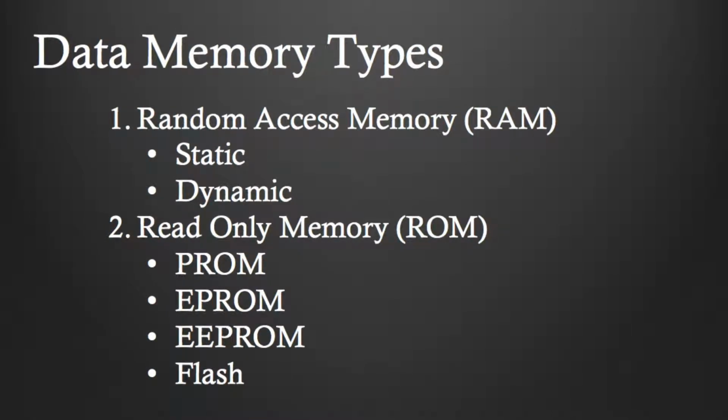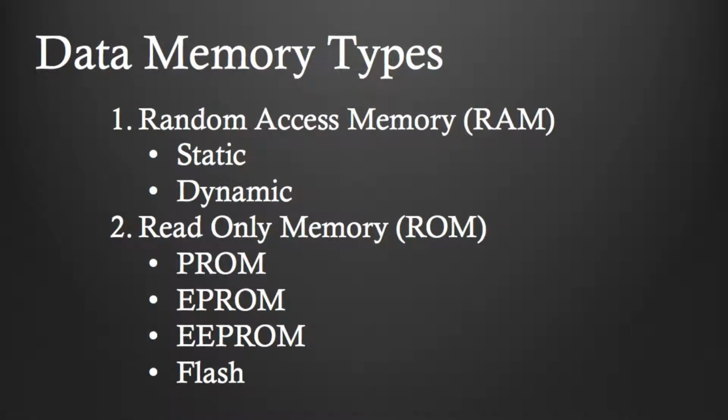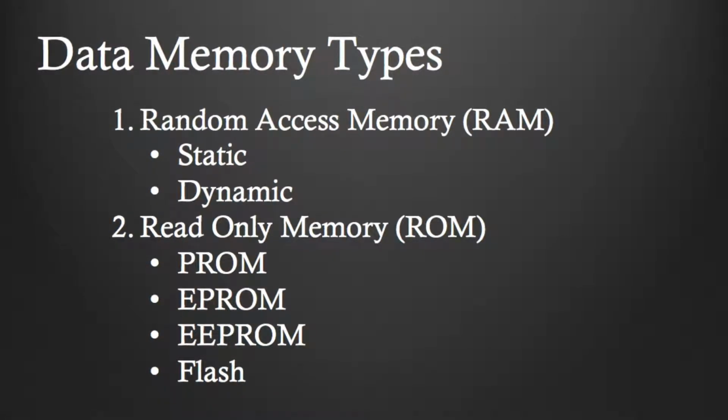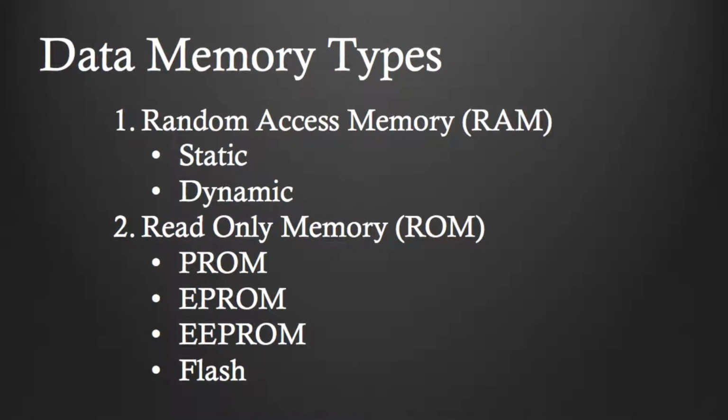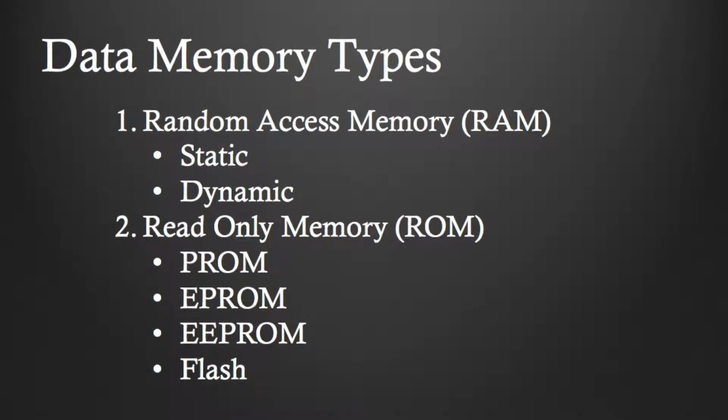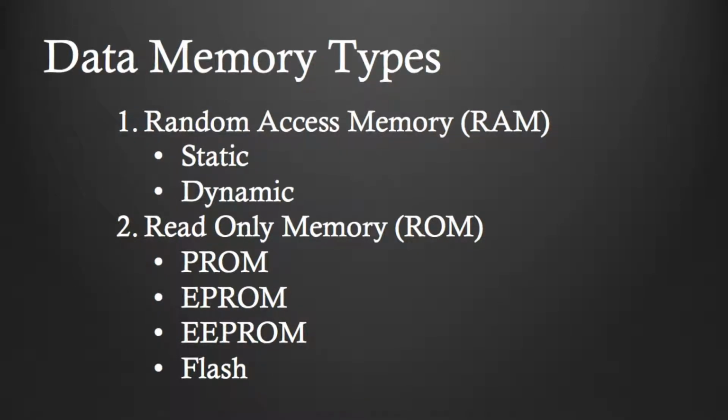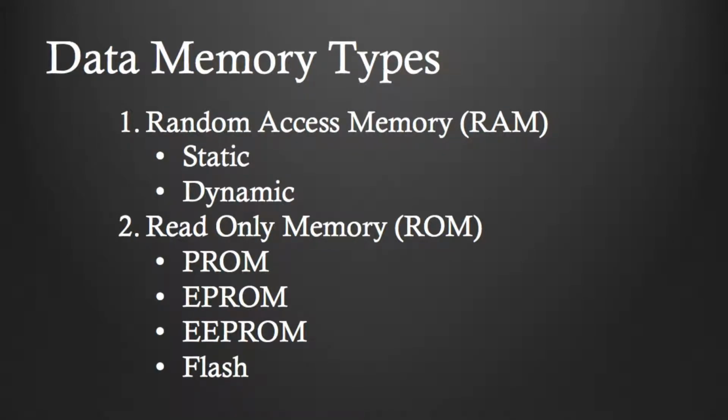The second type of memory is read-only memory, or ROM for short. There are multiple types of ROM, and they are programmable read-only memory, or PROM, erasable PROM, or EPROM, electrically erasable PROM, or EEPROM, or flash PROM.